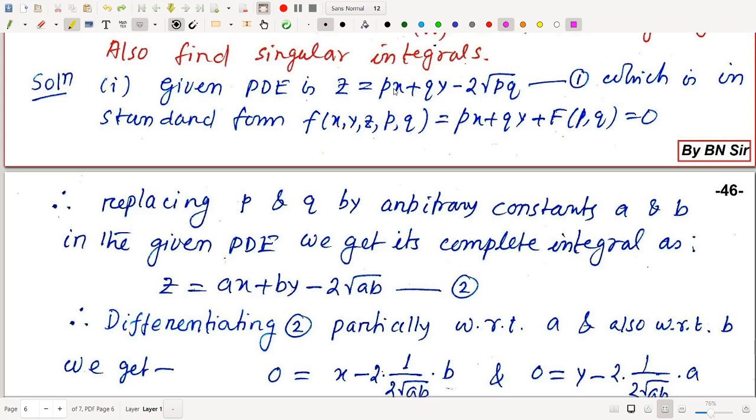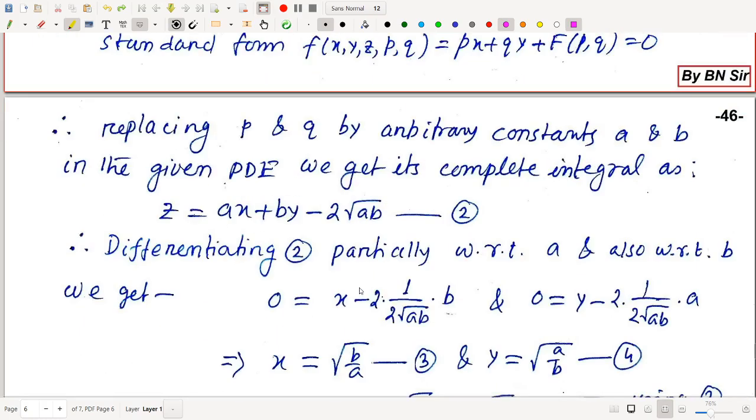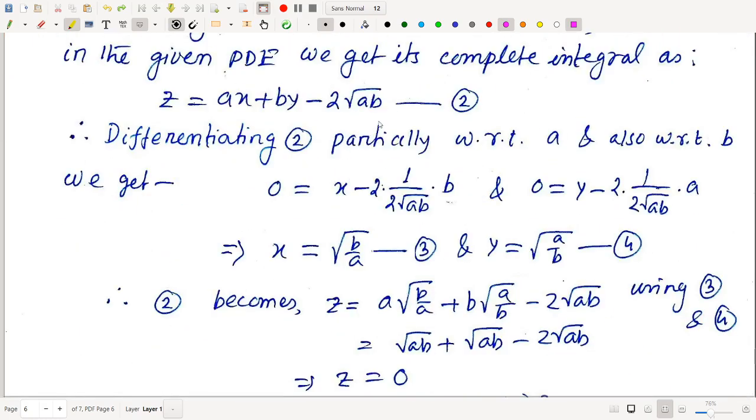Just p by a, q by b. So it is the complete integral. Good. Now we have to find the singular integral. So differentiate this equation number 2 partially with respect to a and also with respect to b.